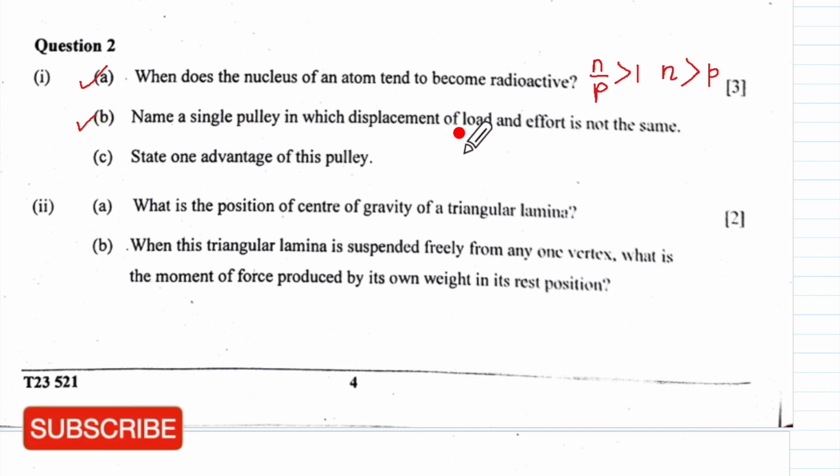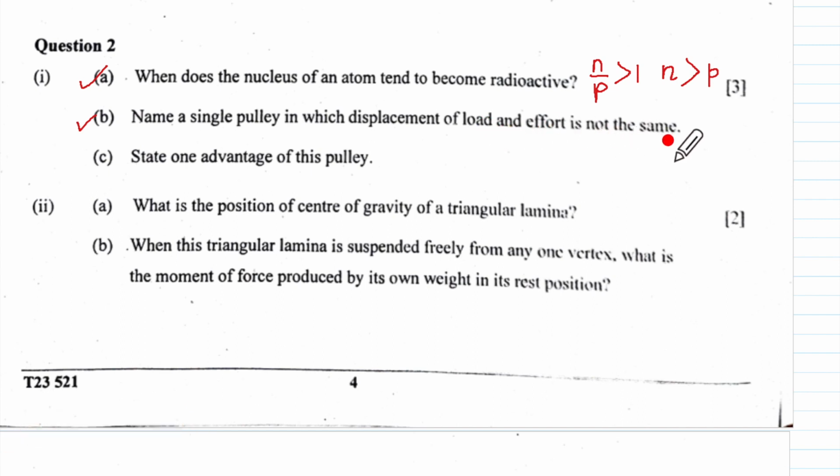Name the single pulley in which the displacement of load and effort is not the same. Now we know that the single pulley can be this way. If this is the load and this is the effort, in this case the displacement of load and effort will be equal. But the other single pulley is like so, which is single movable pulley. Now for this, when we have the load attached to it like so, the displacement of the load and displacement of effort is not the same.